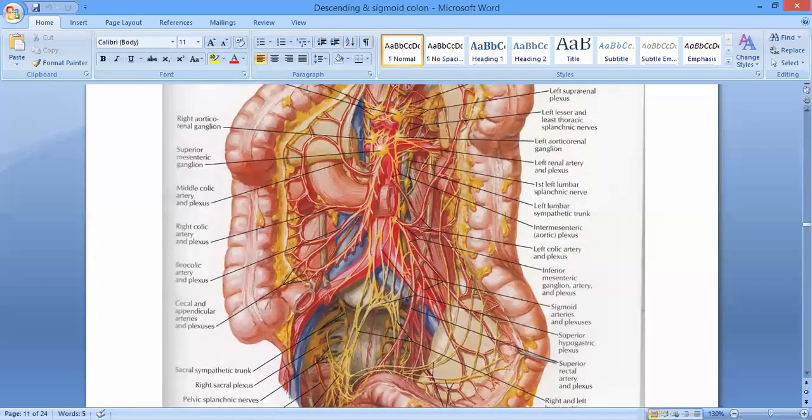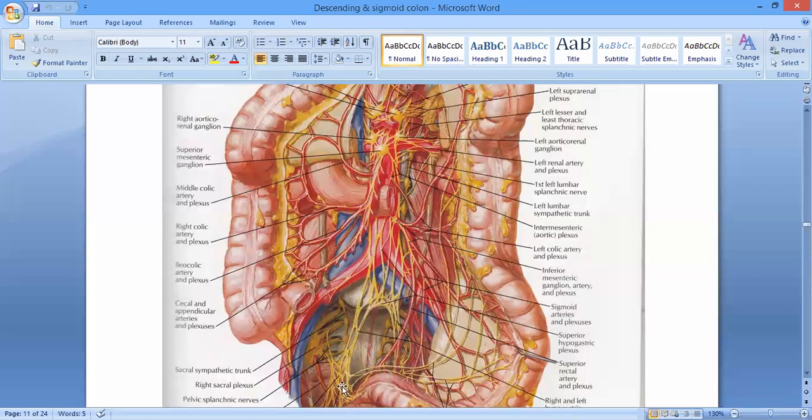It has both sympathetic and parasympathetic supply. The sympathetic fibers, where do they come from? The inferior mesenteric plexus, right? The inferior mesenteric plexus is an extension from the aortic plexus coming downwards. We talked about this when we discussed the transverse colon, right? So the parasympathetic fibers coming into the inferior mesenteric plexus are basically contributed by the pelvic splanchnic nerves.